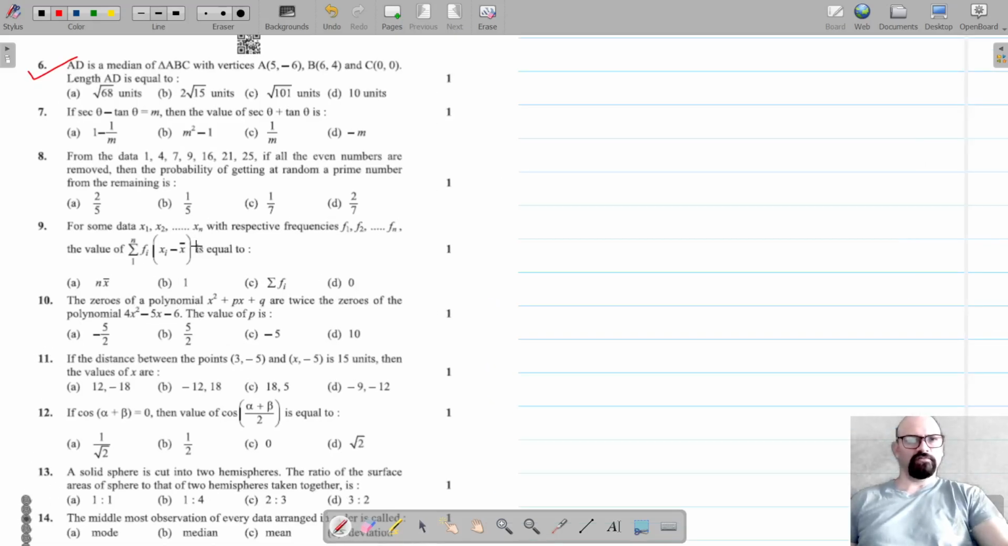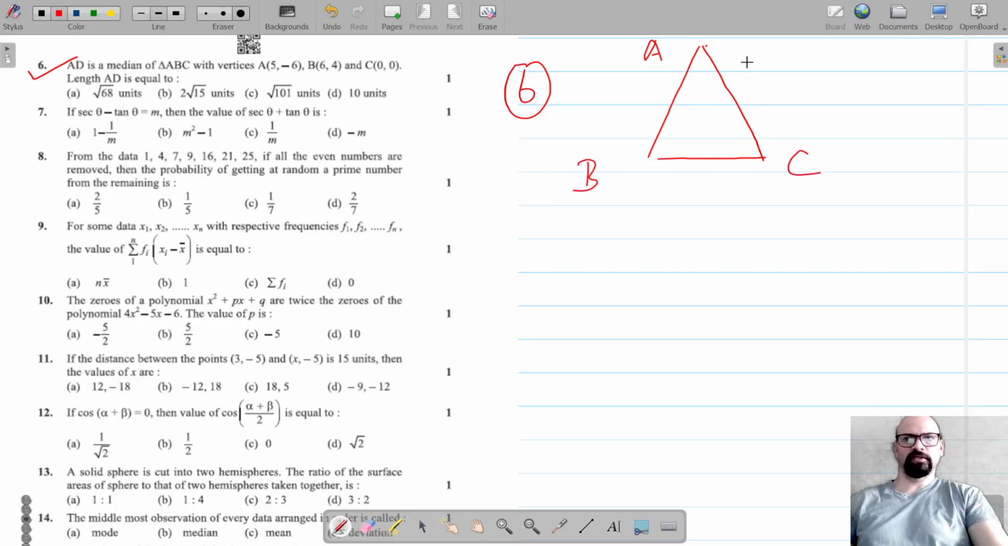It's given that AD is a median of triangle ABC with vertices A, B, and C. Given this, we have to find the length of AD. So this is MCQ 6, and there is a triangle ABC. Its vertices are A is (5, -6), B is (6, 4), and C is (0, 0). This is at the origin. And AD is the median. We have to find the length of AD.